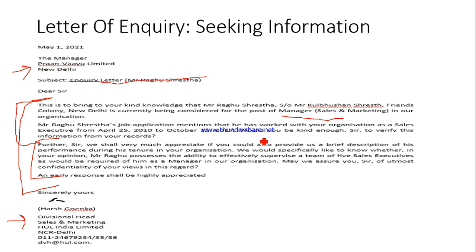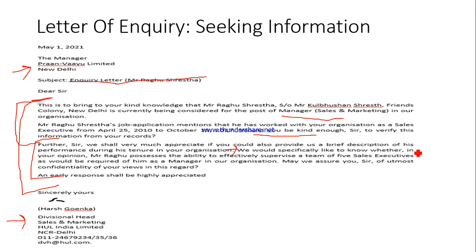And the first thing that we have tried to find out from Pranavayu Limited is whether this particular information is correct, whether Mr. Raghu Shrestha has actually worked in your organization. So we have said, sir, would you be kind enough to verify this information? And then we said, sir, would you be able to let us know how he has performed, because this will give me an idea of his performance, and this will help me in deciding whether or not to hire him.